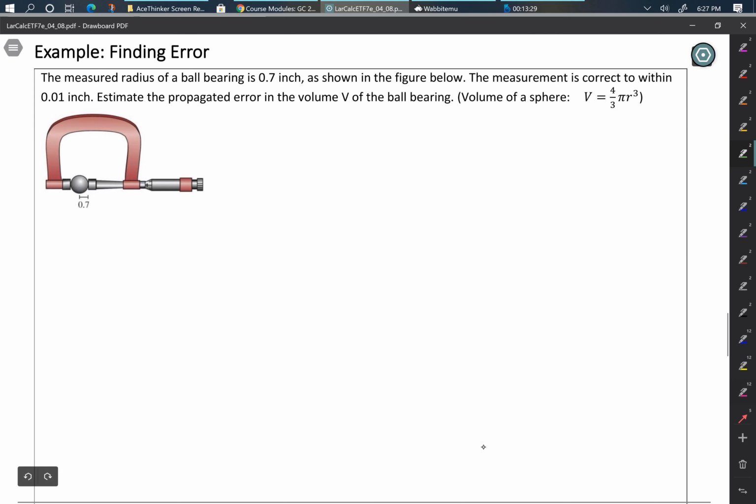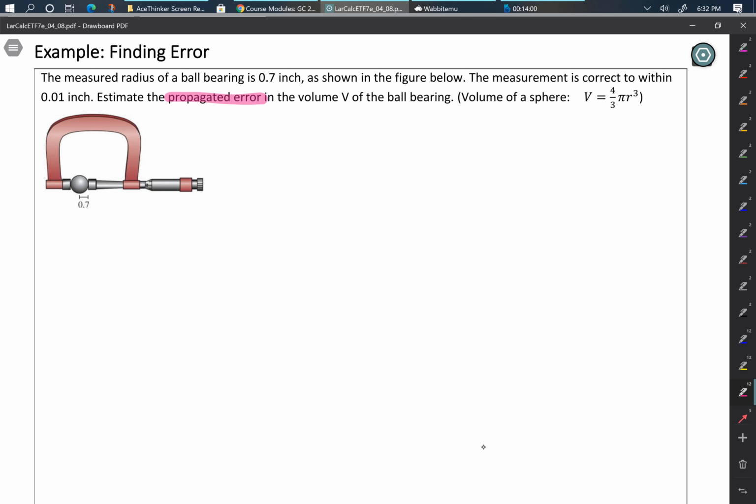Now, just to be clear, are you comfortable with this phrase, propagated error? Basically, the idea of propagated error says, if you use an incorrect measurement in a calculation, the error in that initial value that you put into that calculation will then make that calculation wrong. And that change or that error in that calculation is now called a propagation error or a propagated error.